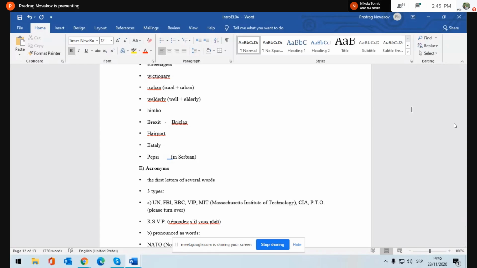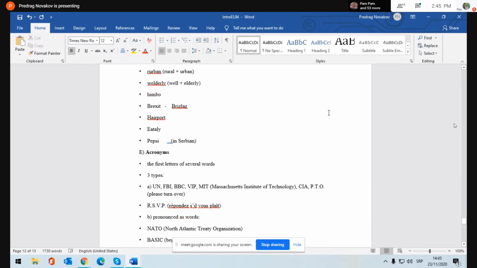You know that you can check words, okay? Rurban, okay? Rural plus urban. This is related to people who live outside a large town and come to work, they commute, okay? Rurban. They do not live in the town, but they work in the town, okay? Welderly, well and elderly, well in the sense of rich, okay? Well in the sense of having enough money, having a lot of money, welderly. Elderly and well off, okay?